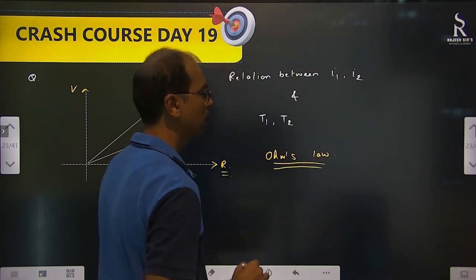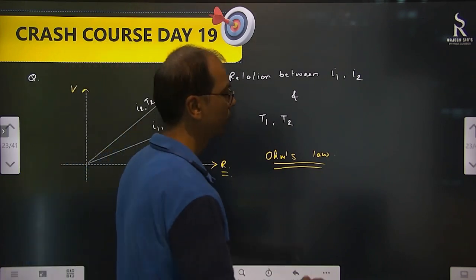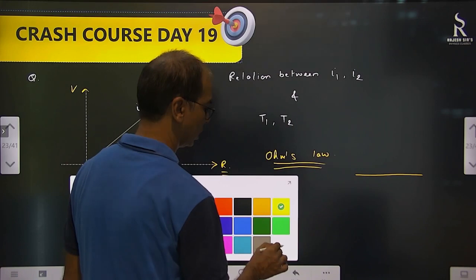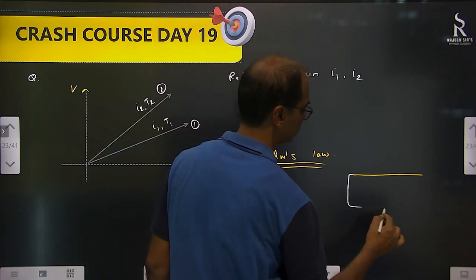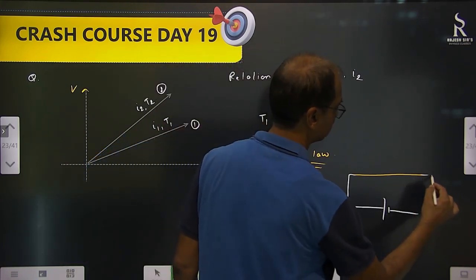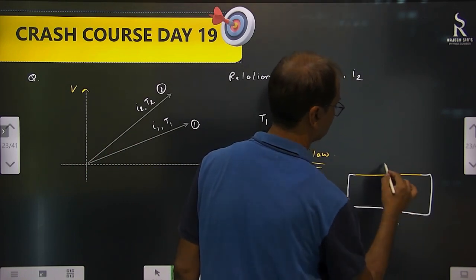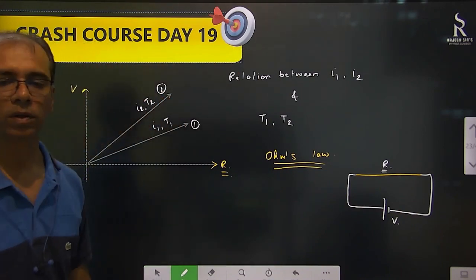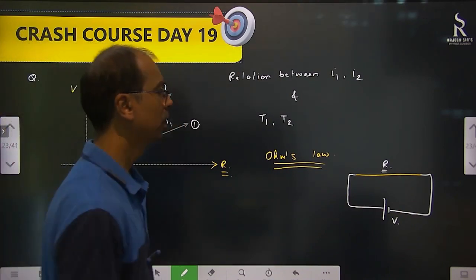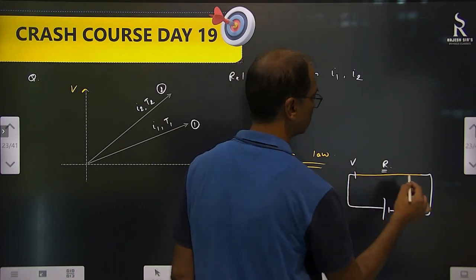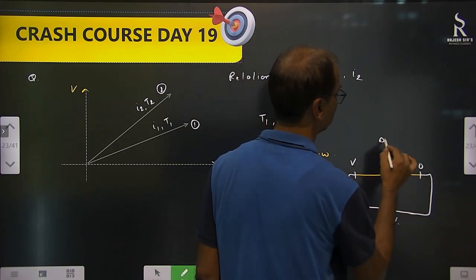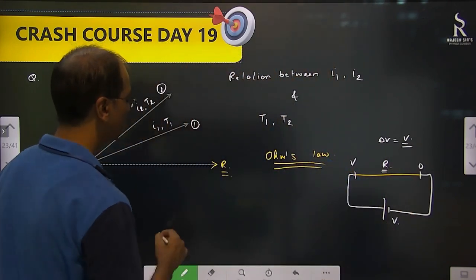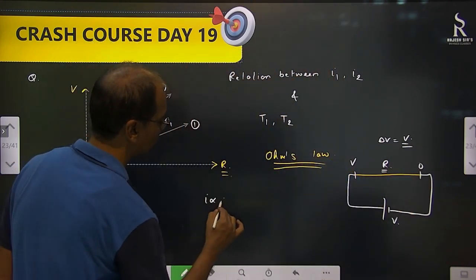Ohm's law is, if there is a conductor, and we connect this conductor with a battery, and this conductor's resistance is R, then current can flow through this resistance only when you apply a potential difference. So if here is V and here is 0, which we call delta V, equal to V, then the current is directly proportional to delta V.